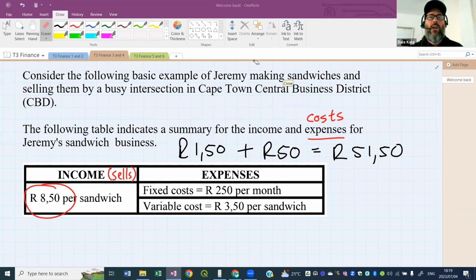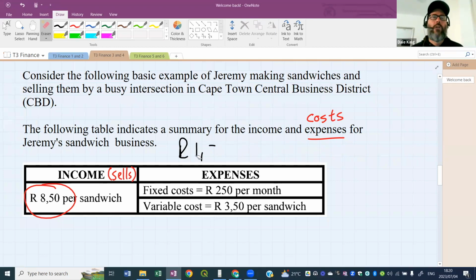Fantastic. Now, ladies, we're just talking about finances in terms of a business, the income and expenses of a business. And we have a scenario here on the screen. I'm going to rub out this ridiculous price for a donut because donuts should never ever be 51 Rand 50. A person is selling sandwiches in the Cape Town CBD, and they've got an income column which is saying that the sandwiches will be sold at 8.50. And we have an expenses column.